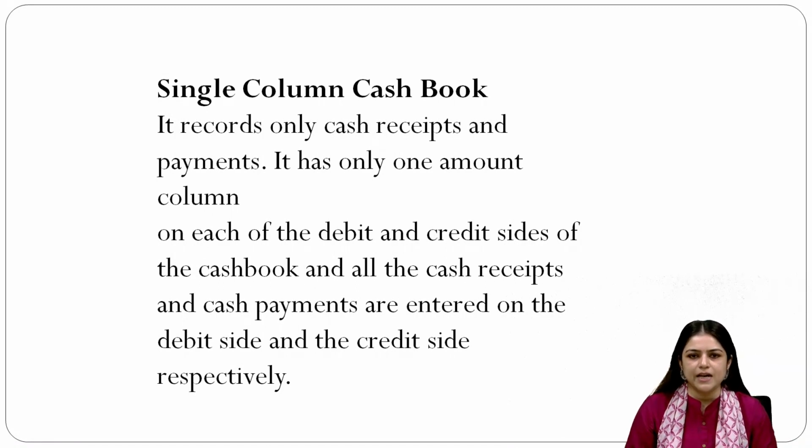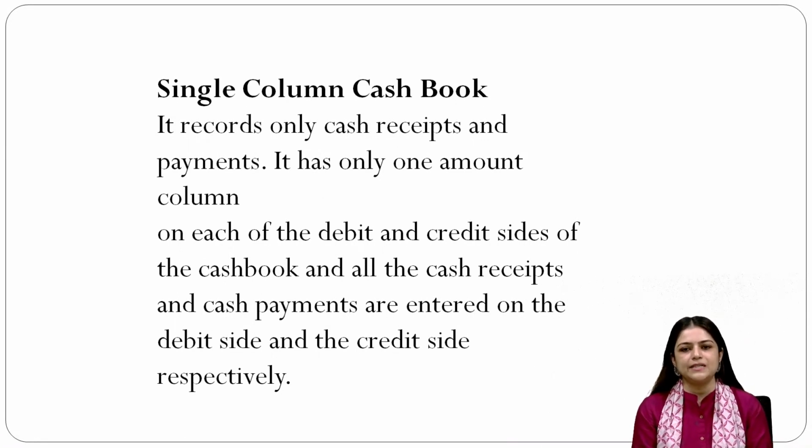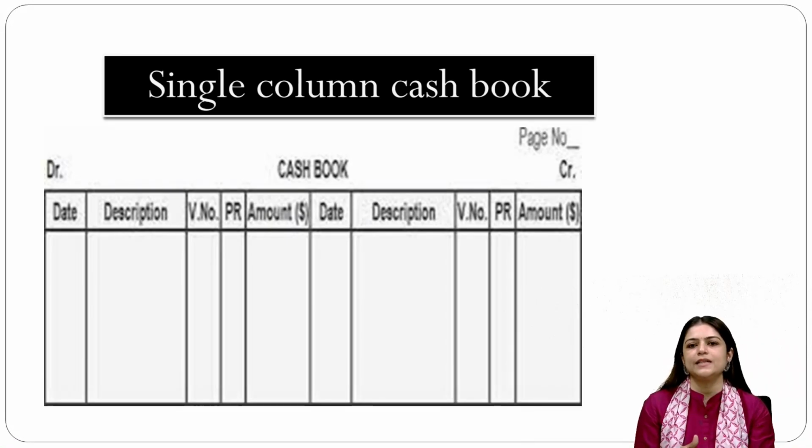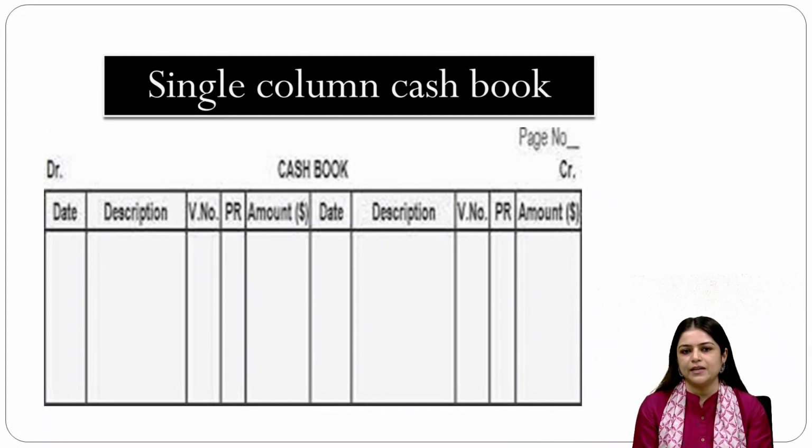First, the single column cash book. It records only cash received and payments. It has only one amount column on each of the debit side and credit side of the cash book, and all the cash received and cash payments are entered on the debit side and credit side respectively. So this is the single column cash book chart. The format is given. Then how do we prepare the single column cash book?